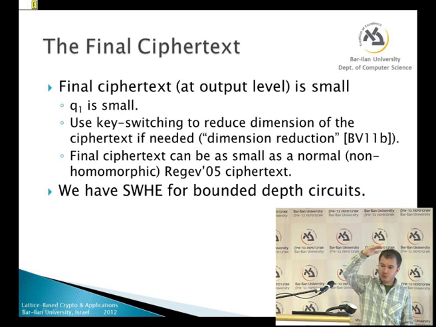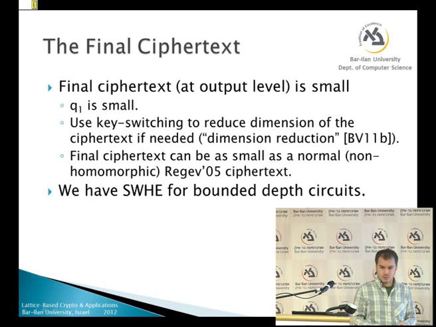Because the initial ciphertext has a really huge gap between the size of the modulus and the noise, which is only eta, there's a big gap here, and since there's a big gap, for security we have to pick the dimension of the lattice to be bigger. The LWE problem is easier when that gap is really large. But at the end, when the modulus is just barely bigger than the noise level, we can pick the dimension of that lattice to be small. So at the end we get a really low dimensional lattice with really small coefficients, and basically it looks like a normal, non-homomorphic Regev ciphertext.